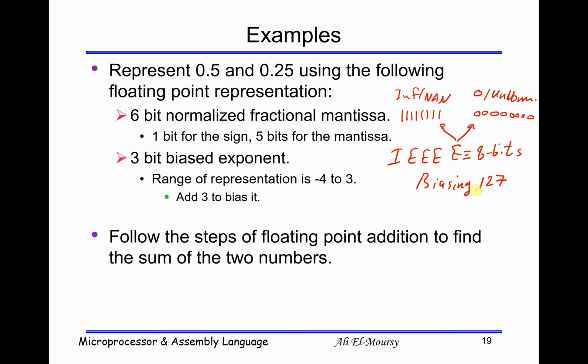So what is the golden rule for the biasing? By analogy, the biasing here was 2 to the power of the number of bits of the exponent minus 1, minus 1. So 2 to the power 7 minus 1 is 127. So the golden rule, or the general rule, is 2 to the power n minus 1, minus 1.